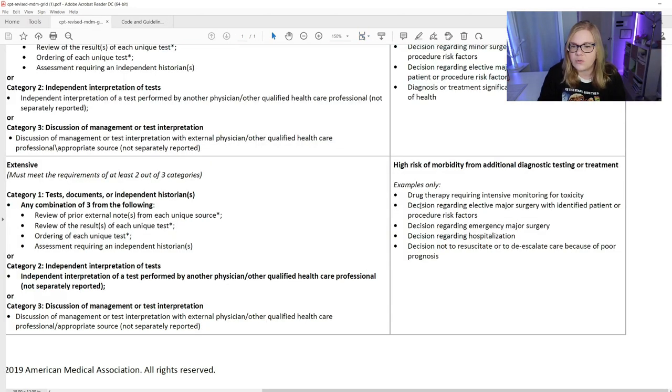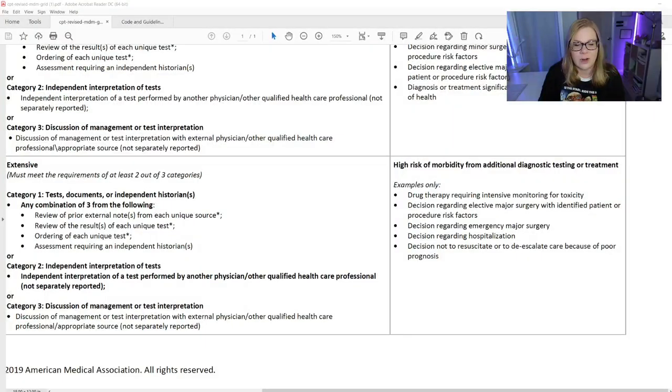Another example here is decision regarding elective major surgery with identified patient or procedural risk factors. So not just the normal risks of surgery in general, but specific to that patient. Also, the AMA does not go by the global surgical package definition of major surgery. You can elect as a healthcare organization to go with global periods for major or minor surgeries and have that in writing. It helps streamline your processes within the healthcare organization. But technically speaking, per the AMA, they do not go just by the Medicare definition of what is a major surgery versus what is a minor surgery.